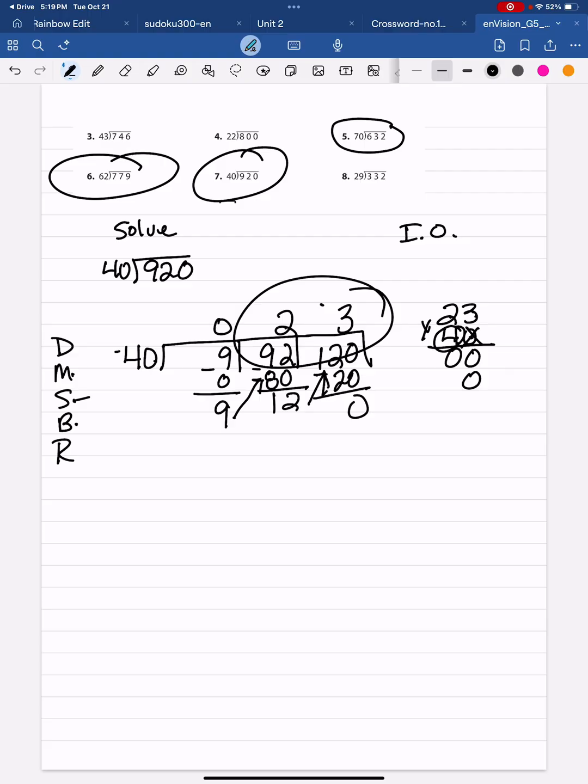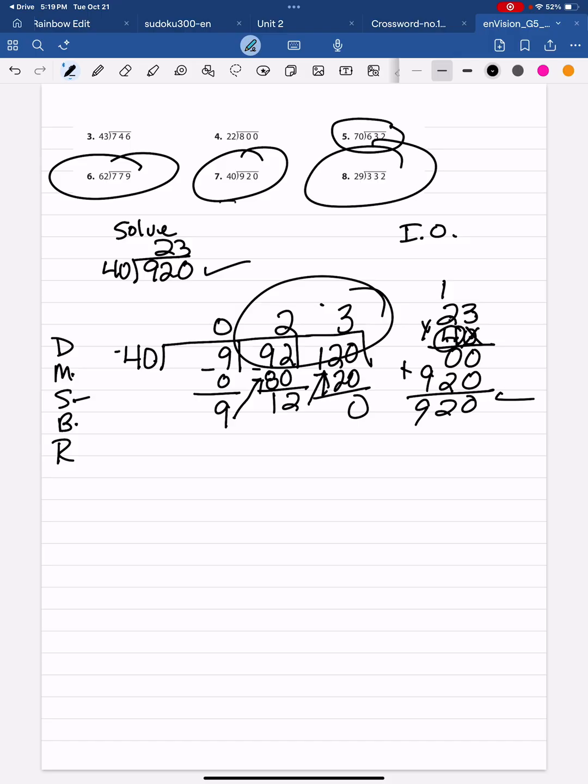So 4 times 3 is 12. Carry the 1. 4 times 2 is 8, plus our regrouping, 8 is 9. Add these together and you have 920. And that is our answer. So this is 23 and we are correct.